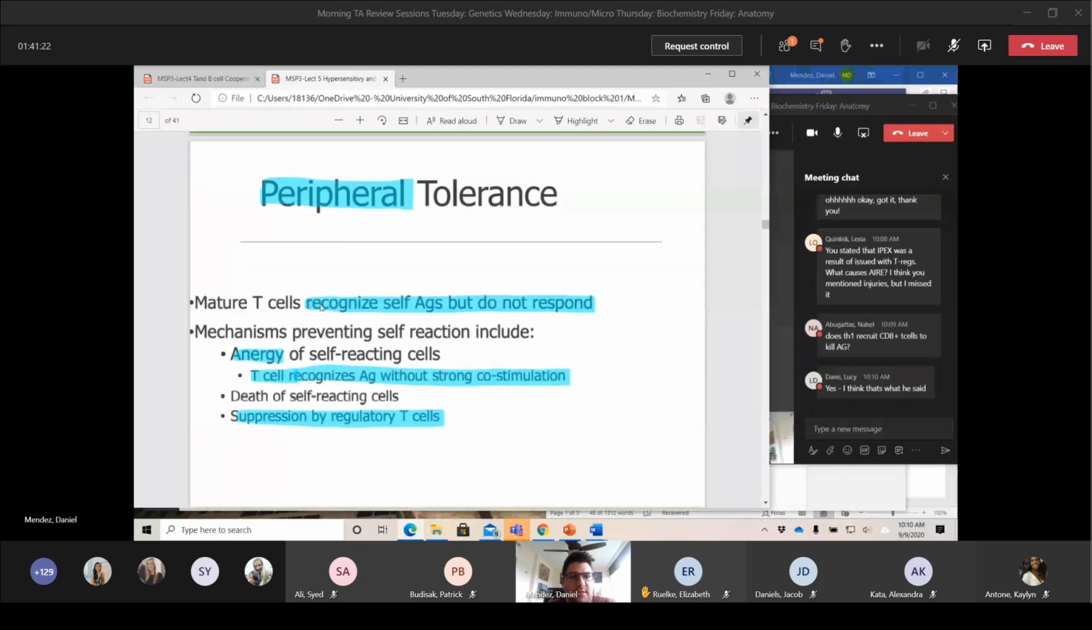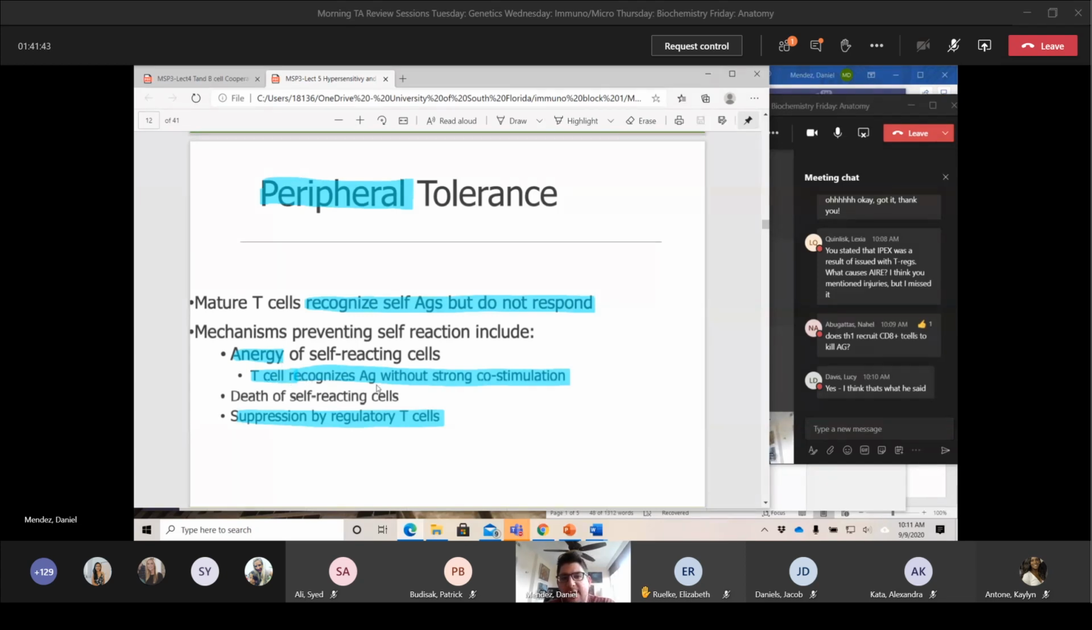Peripheral tolerance: mature T cells recognize self-antigens, but they do not respond. So this one's a little different. That not responding is going to give us anergy. Like we said, anergy is when they do nothing. They have no response whatsoever. The stem root there is an-ergy, meaning without energy.